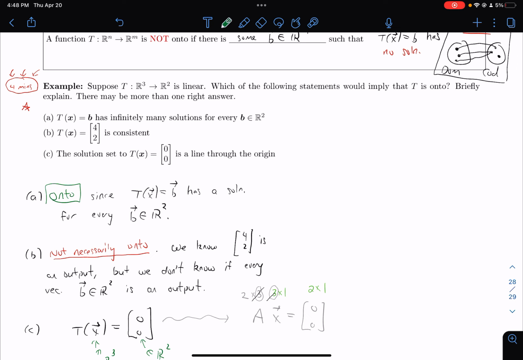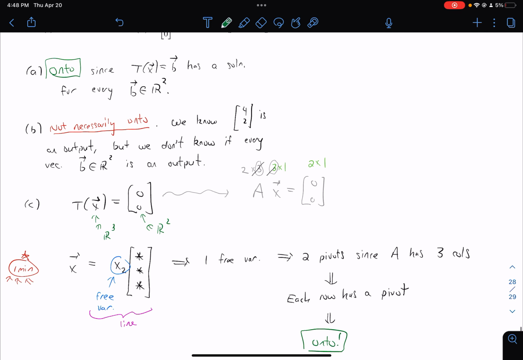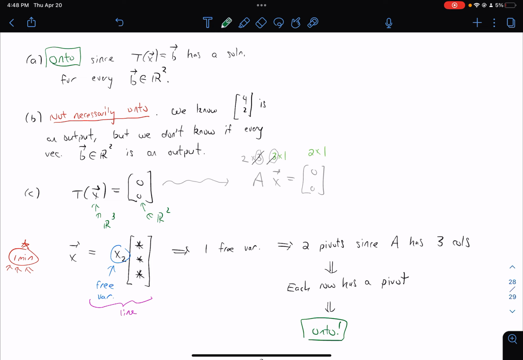Okay, so it's a very good conceptual problem here, really testing our understanding of onto, and part C especially, connecting it with other ideas like free variables and pivots. So a lot of rich stuff in that problem.